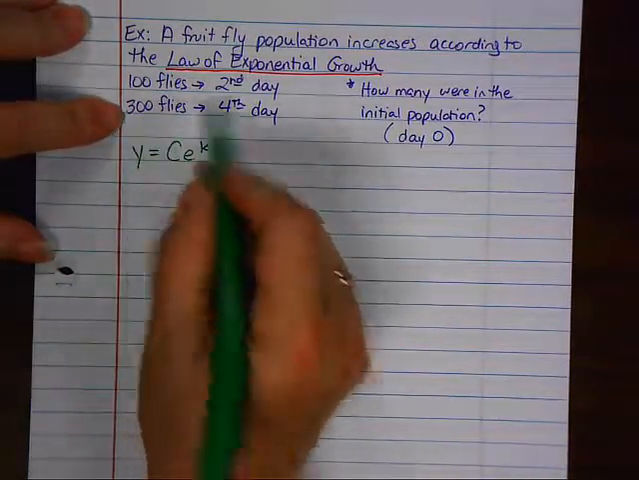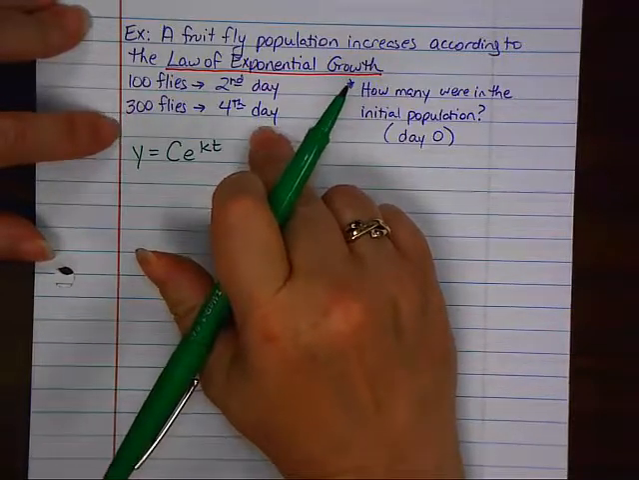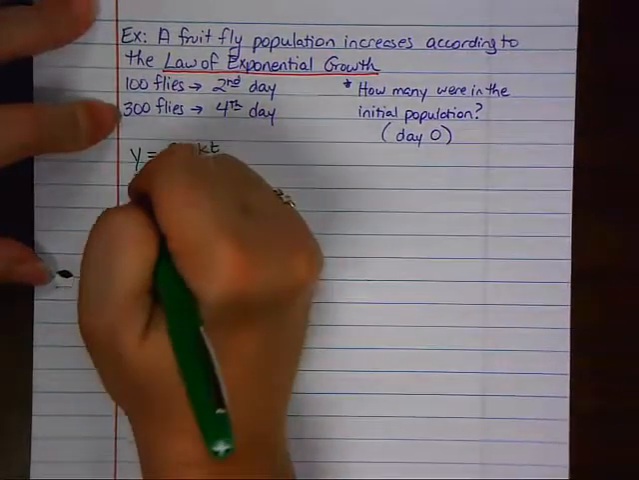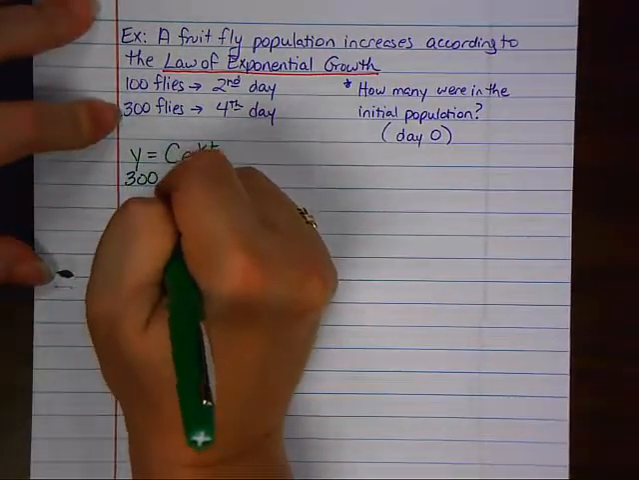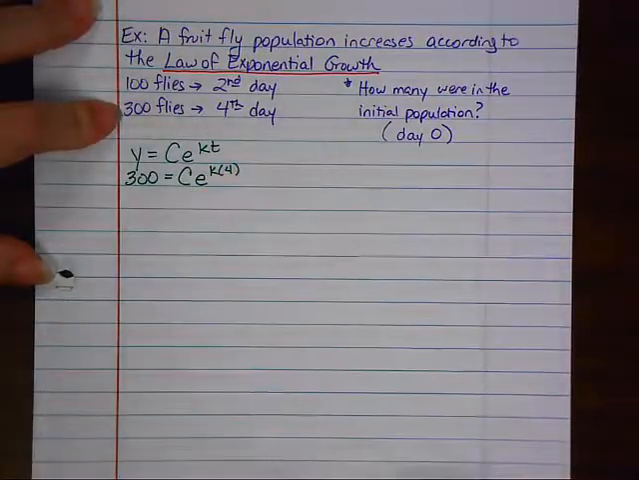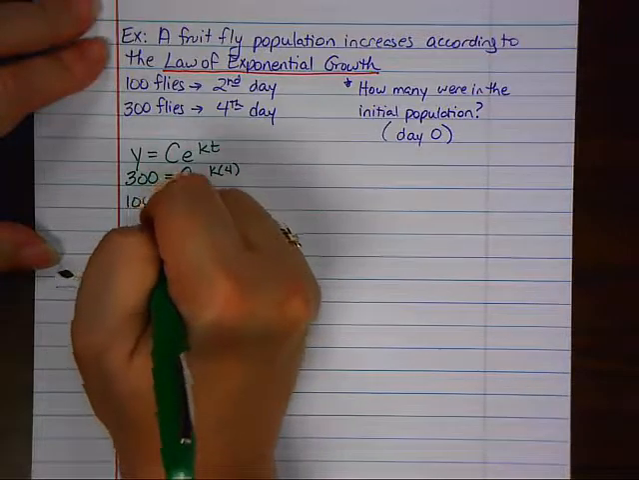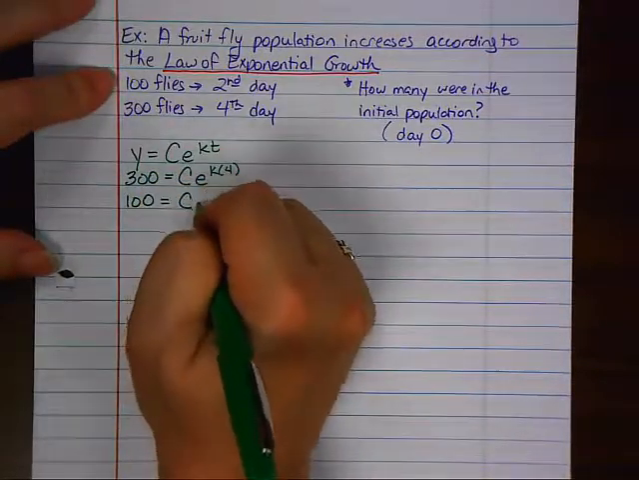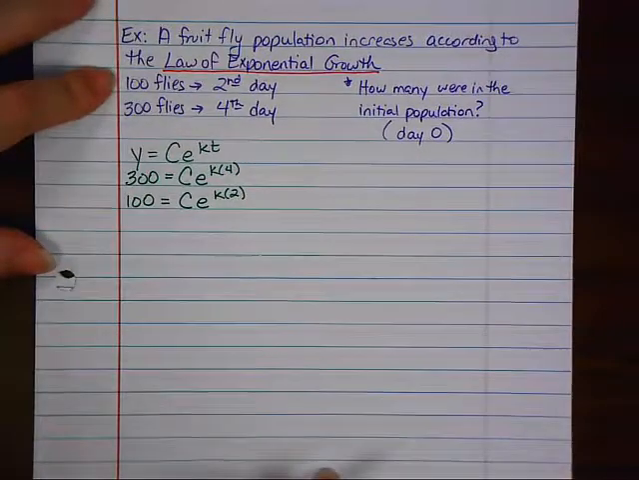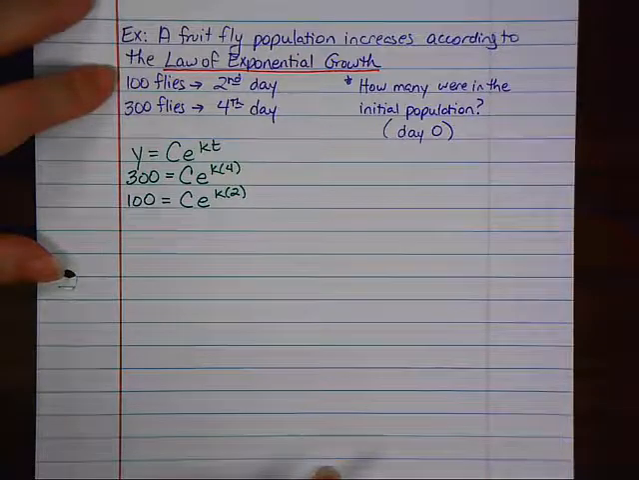Which number is y and which number is t? 300 is y. This is time. So we write 300 equals c e to the k times 4. And then we write 100 for the other equation equals c e to the k times 2. I'll tell you later why I did the second equation first, but for now just do what I'm saying.